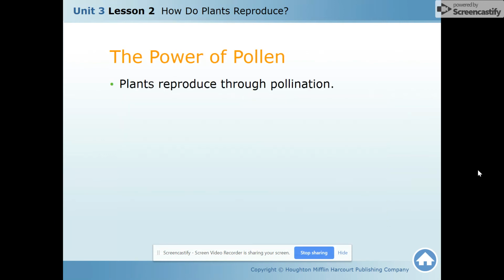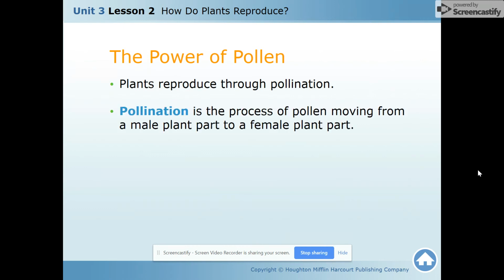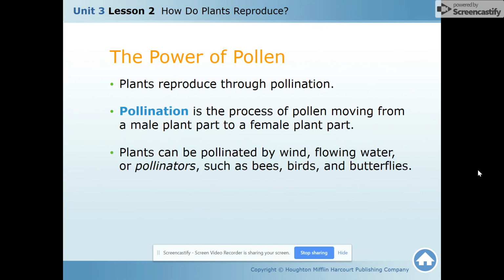The power of pollen. Plants reproduce through pollination. Pollination is the process of pollen moving from a male plant part to a female plant part. Plants can be pollinated by wind, flowing water, or pollinators such as bees, birds, and butterflies.